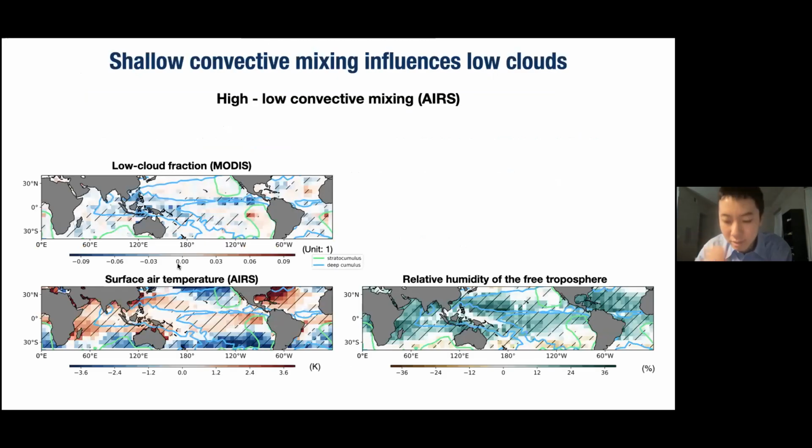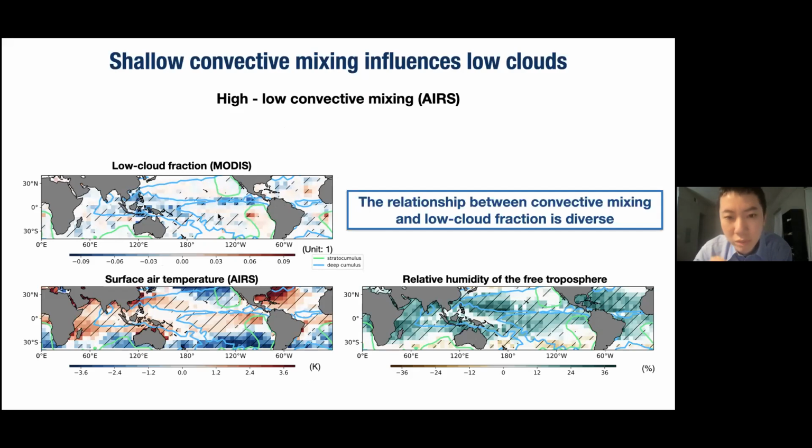And then we see the influence of convective mixing on low clouds. So this is a composite of low cloud properties and environmental variables between high and low convective mixing months. If we first look at the low cloud fraction, and if we focus on the shallow cumulus regions, we can find the signals are actually diverse. The signs are positive or negative. So this shows the relationship between convective mixing and low cloud fraction is diverse.